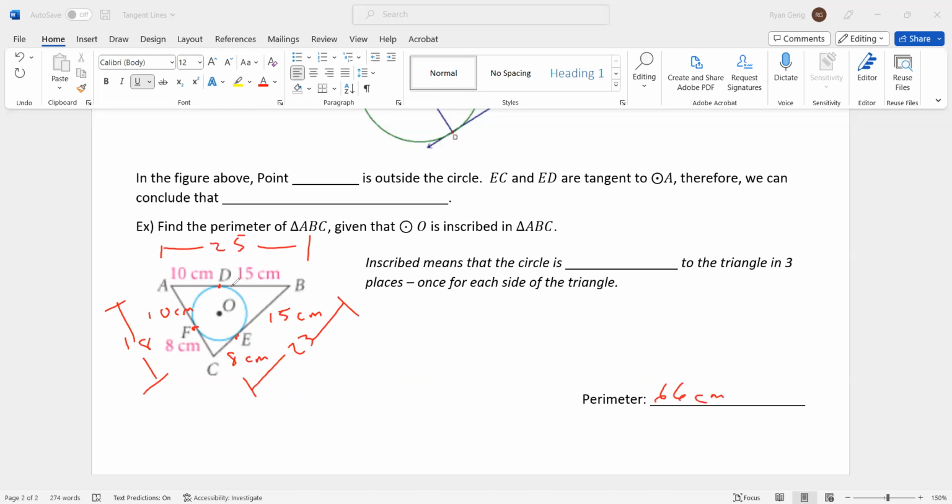Okay. There are other ways that I will ask that question, give you different information, but it's basically all the same thing with those types of questions. And that's it for tangent lines.